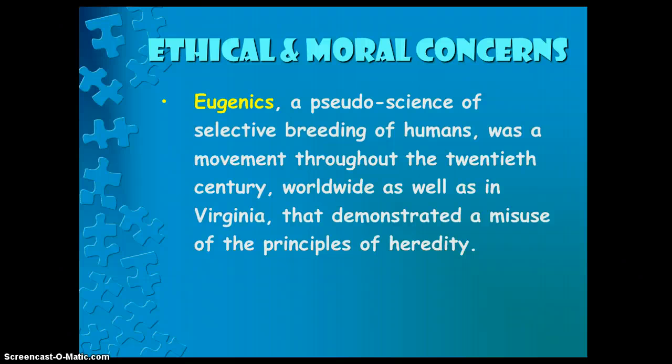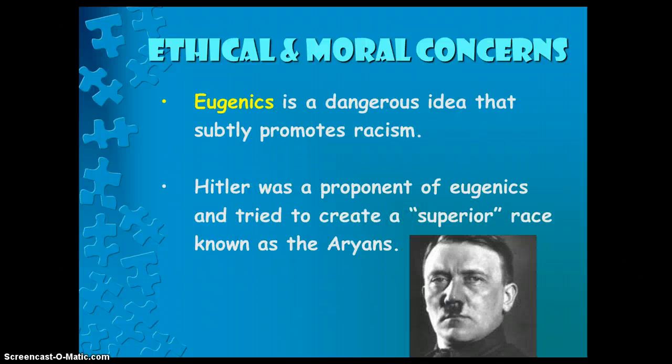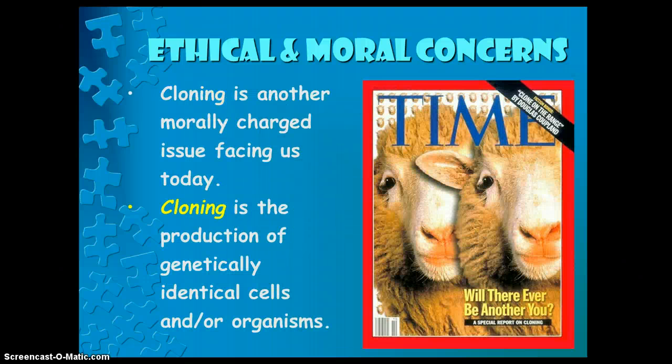A long time ago, there was a pseudoscience of selective breeding of humans. It was a movement throughout the 20th century, worldwide as well as in Virginia, that demonstrated a misuse of the principles of heredity. It is a dangerous idea that subtly promotes racism. Hitler was a proponent of this and tried to create a superior race known as the Aryans.